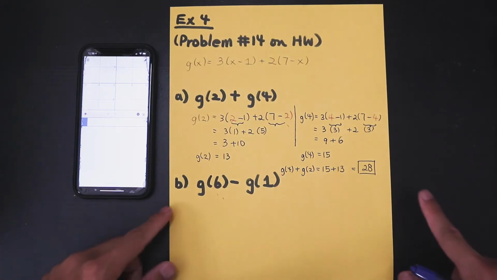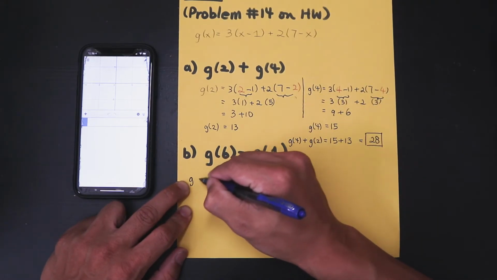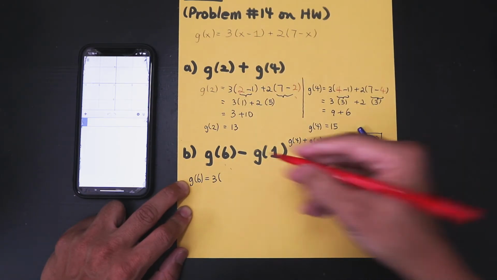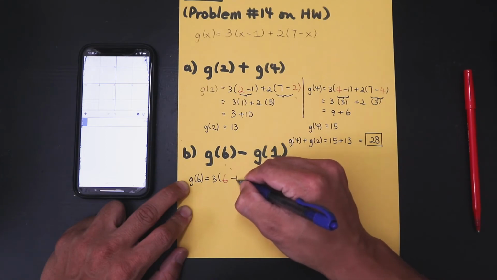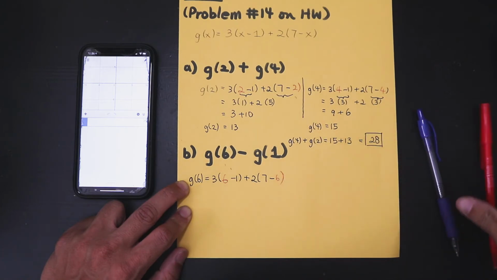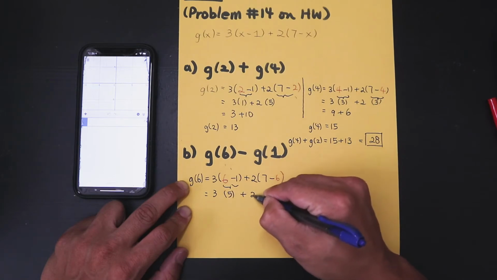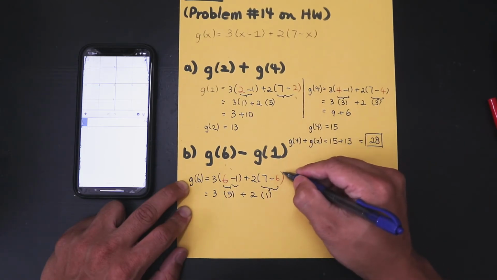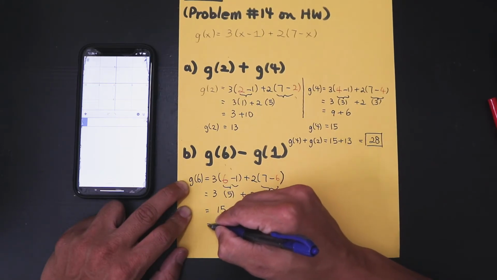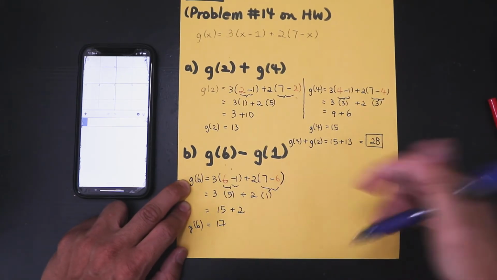Okay, let's do one more, right? g of 6 minus g of 1. You first need to find out what g of 6 is. So I'm going to rewrite this whole thing. 3 times, and then 6 minus 1, plus 2 times 7 minus 6, like this. And then you're going to use order of operations. So 3 times 5 plus 2 times 1. From there, 3 times 5 is 15, 2 times 1 is 2, and 15 plus 2 is 17. So g of 6 is 17.